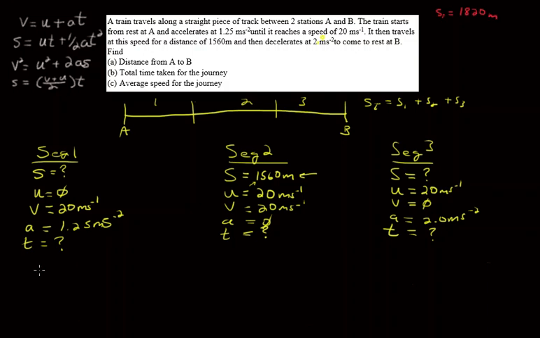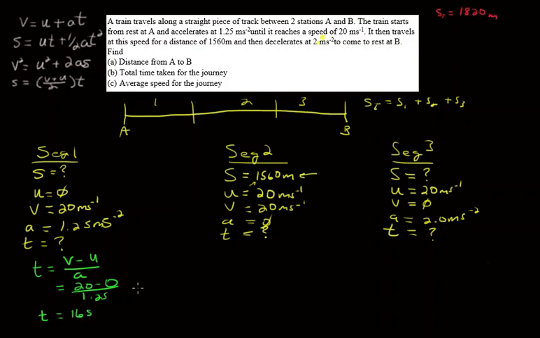Okay, so we want to use this. So time is equal to V minus U over A. We worked that out when we derived equations, right? So fill that in, equals 20 minus 0 over 1.25. So the time it took, let's see here, time it took was 16 seconds.